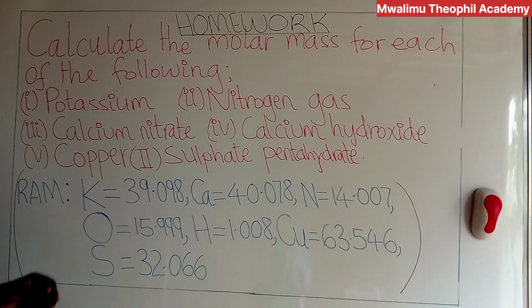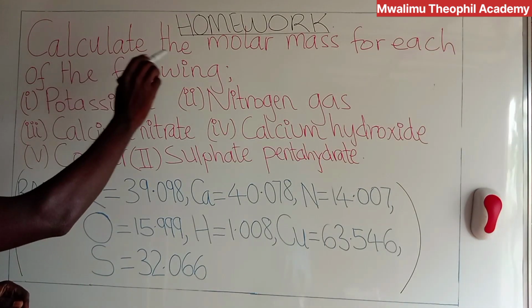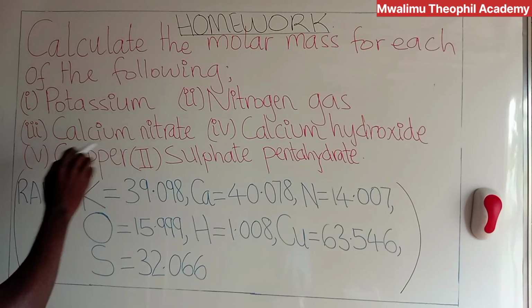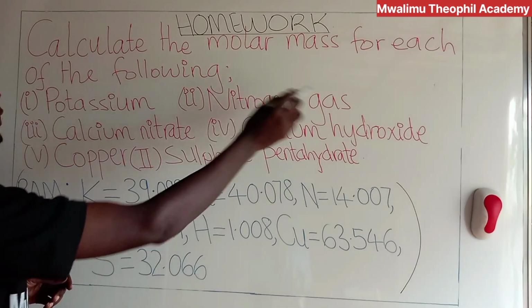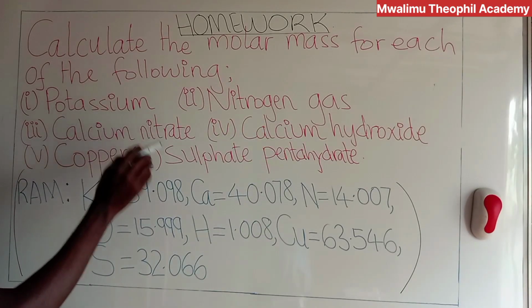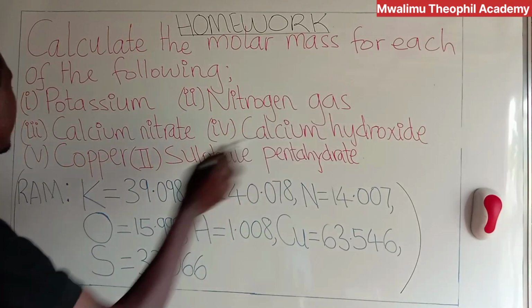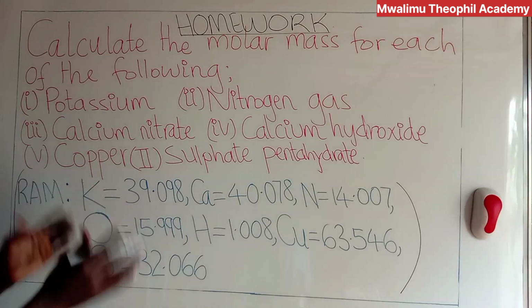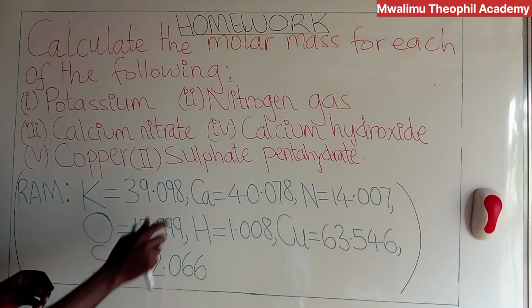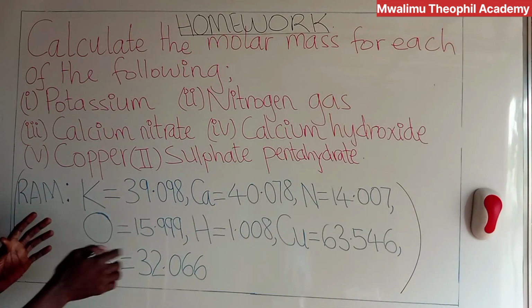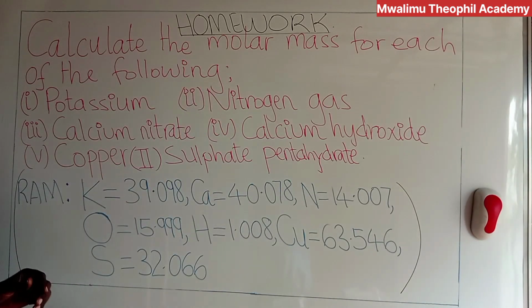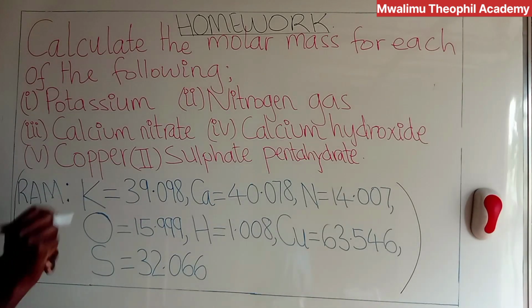This is your homework. The question states: calculate the molar mass for each of the following. 1. The molar mass for potassium. 2. Nitrogen gas. 3. Calcium nitrate. 4. Calcium hydroxide. 5. Copper 2 sulfate pentahydrate. And this is the list of various atomic masses of the elements used in these given substances. So I hope you are going to do this homework nicely.